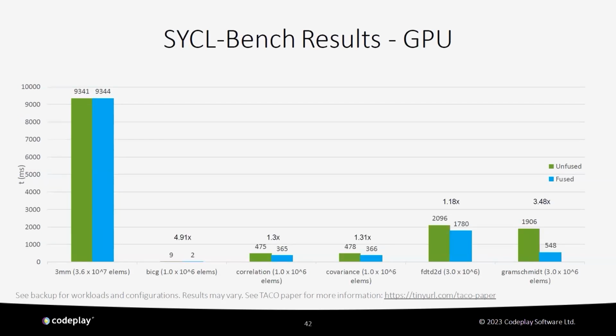But again, on the GPU, things change a bit, especially on Gram-Schmidt. With the Gram-Schmidt benchmark we got really good numbers, because it's a benchmark which launches a huge amount of kernels, and just reducing significantly the number of kernels that we launch led to almost a 3.5 improvement. That is really good.